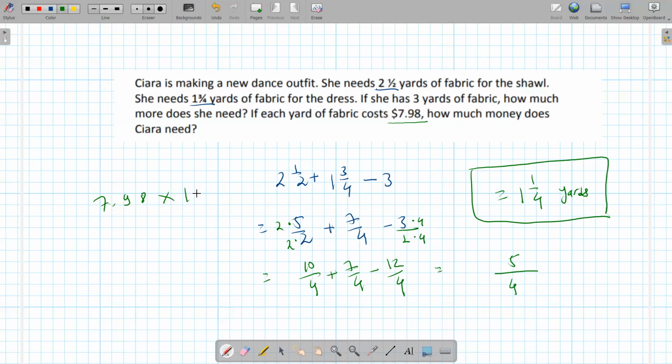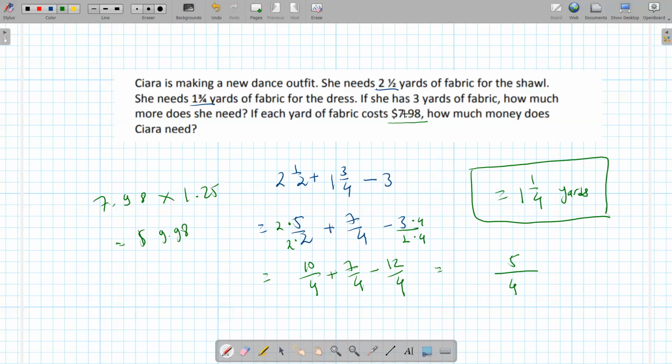7.98 times 1, well, that's just 1.25, yeah? I don't know if this question will come because this one requires you to use a calculator. So if it does come, the numbers will be better, like times 1.25. So she needs $9.98.